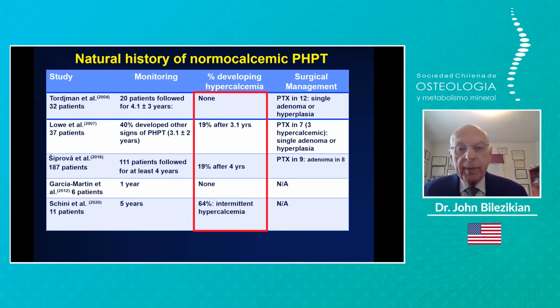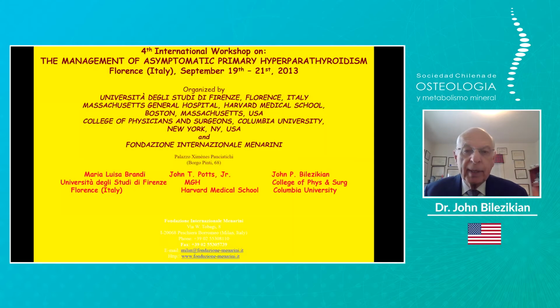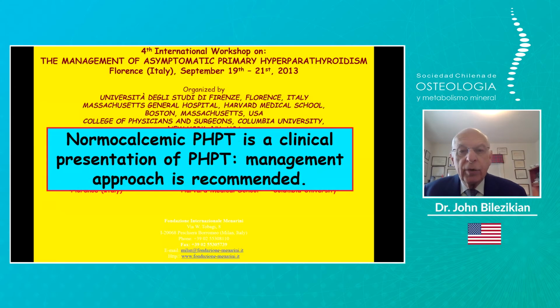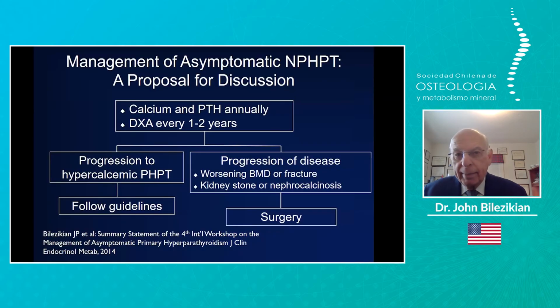The natural history of normocalcemic hyperparathyroidism, again, I've highlighted the percentage of individuals who develop hypercalcemia over the years, and they range from none to the most recent paper in which 64% of individuals had intermittent hypercalcemia. So clearly, normocalcemic primary hyperparathyroidism is a clinical presentation, and there is a management approach that we have recommended.